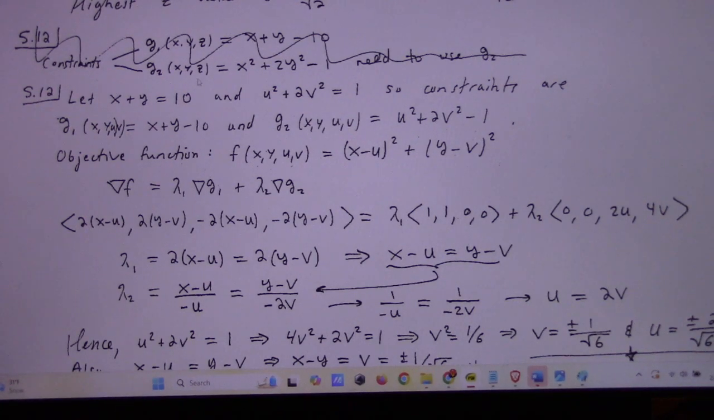Here's another one. Let's see here. x plus y is 10. u squared plus 2v squared is 1. I'm setting up constraints in four-dimensional space, x, y, u, v space. So what we're doing is looking for the point on the line, let's say y equals 10 minus x, and the ellipse, you could call it x squared plus 2y squared equals 1, which is closest. So we're using x and y for the line coordinates and u and v for the ellipse coordinates, and treating them collectively as two equations in a four-dimensional space.